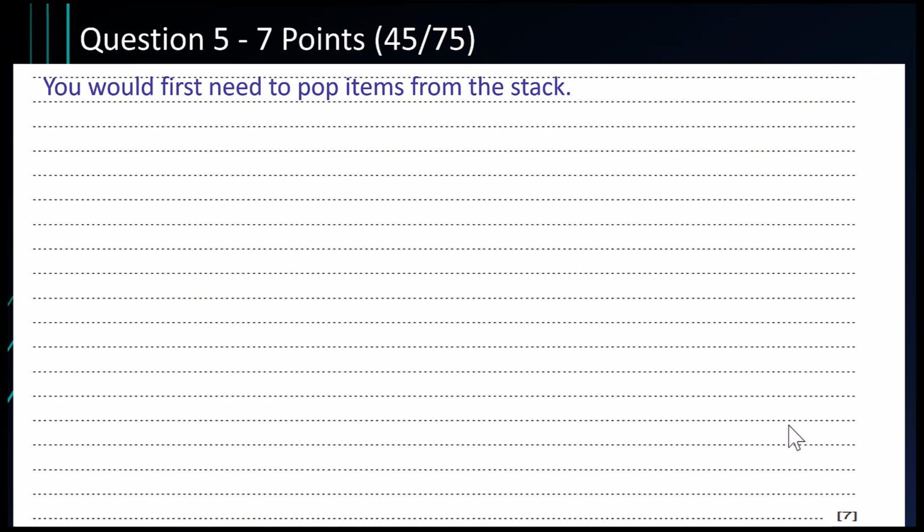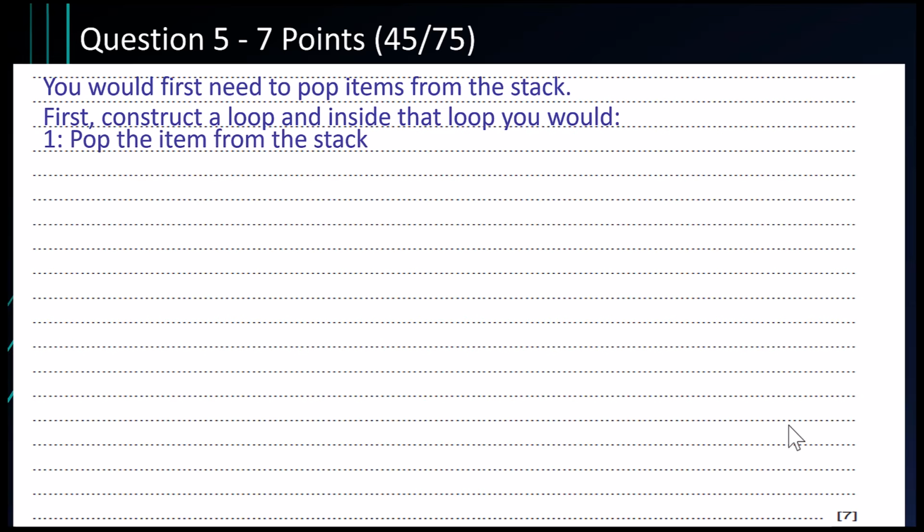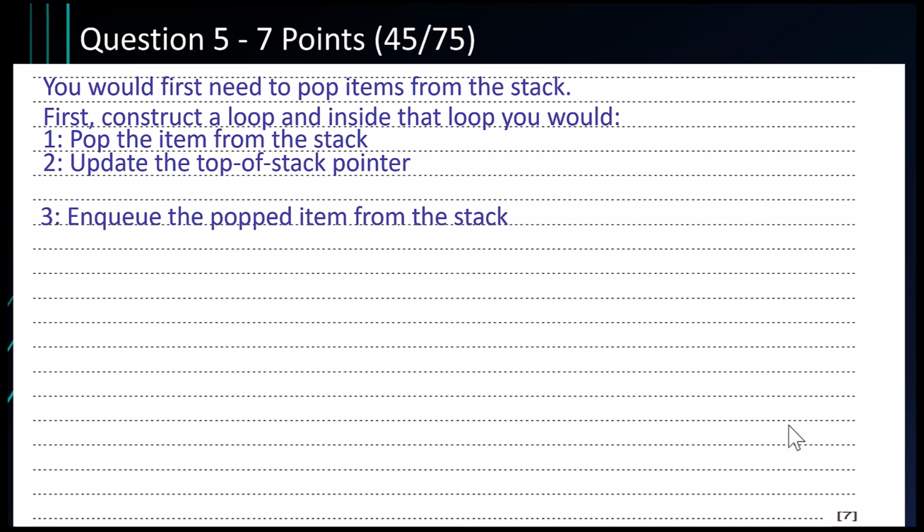They're going to like that I use the word pop, because that's the appropriate term to talk about removing an item from the stack. So first, I construct a loop, and inside that loop, I'm going to pop the item from the stack. I'm going to update the top of stack pointer, because it tells me to talk about updating the pointers. Then I'm going to enqueue the popped item from the stack. Enqueue means to add to the queue.